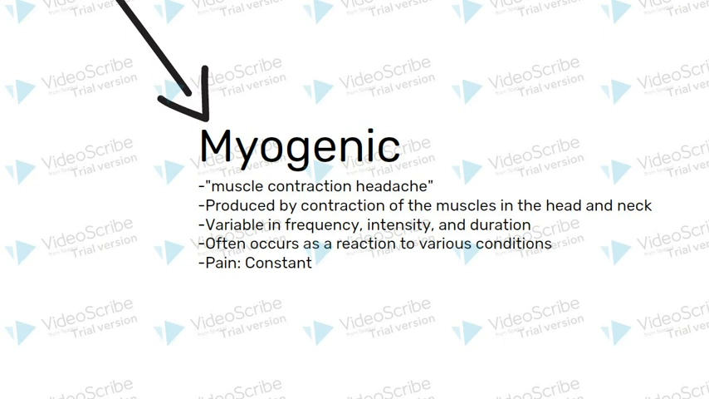The pain in myogenic headaches is constant and can be located in any area of the head and neck, but is most often localized to the occipital area. Pain may also be described to be distributed in a hat band pattern.